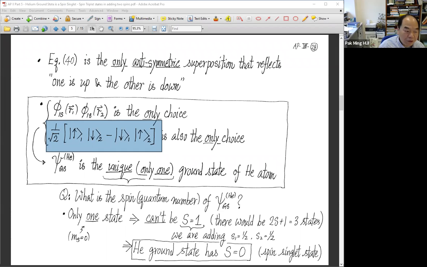Okay, so for the possibility, we have taken out 1 in this particular form. All right, so follow me up to here. That is to say, the helium atom ground state is a spin singlet. Okay, do you follow me?